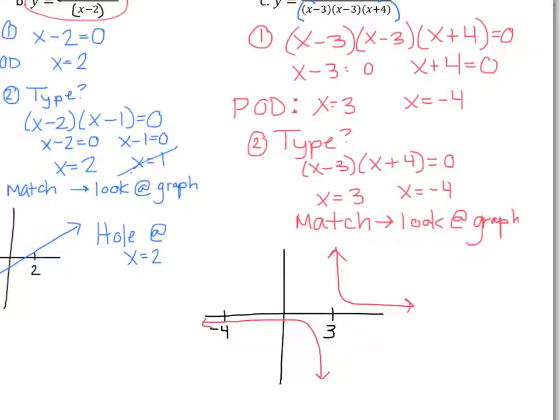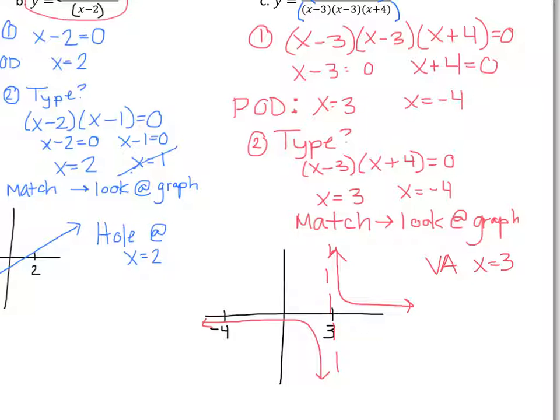This should be what your graph looks like. What is happening at 3? We have very extreme behavior. The graph is not a solid connected line. So that must mean that we have a vertical asymptote at x equals 3. If you want to, you can draw a dotted line in there so you see it.